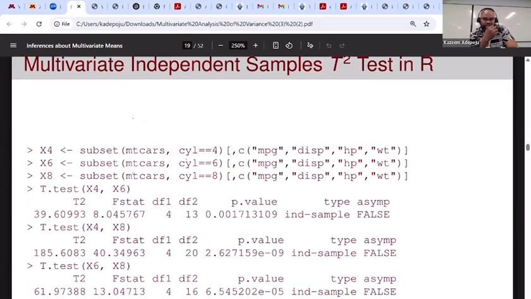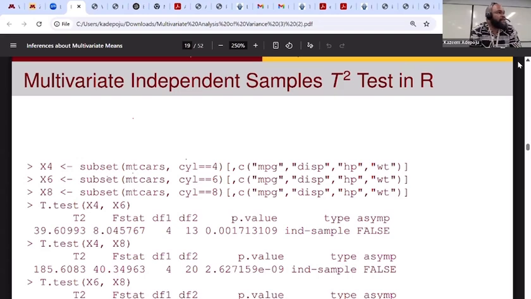Okay, now based on the example, we have a particular data in R, an inbuilt one. We have a data set we call mtcars. One of the variables in the data set is cylinder, and the cylinder is categorical, probably the number of cylinders in an engine.